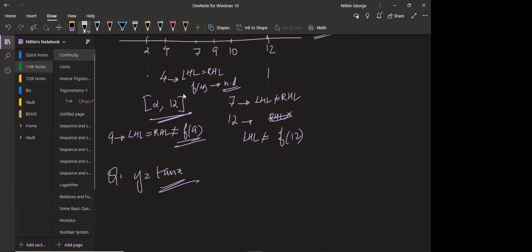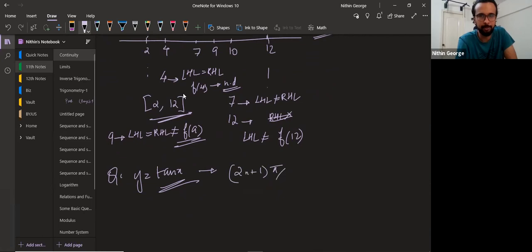Pi by 2, sir. Odd multiples of pi by 2. Odd multiples of pi by 2, you will get tan x as discontinuous. Got this? At odd multiples of pi by 2, where n is any integer, you will get this as discontinuous. But then I've told you that y is equal to tan x is continuous before.